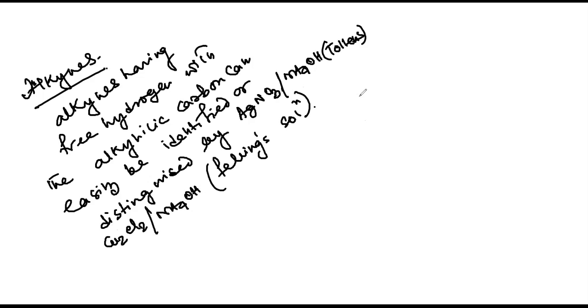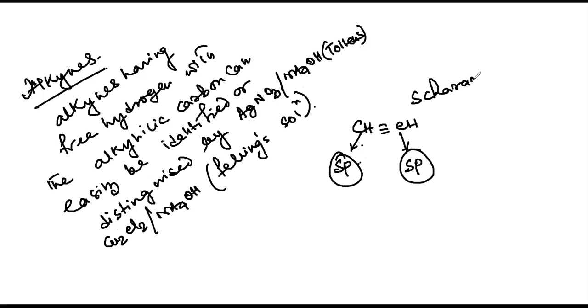This is because you can see here in case of alkynes, these two hydrogens, so carbons, are sp hybridized. As they are sp hybridized, their s character is high. S character is 50%. So these carbons, sorry, these hydrogens are acidic in nature. So they can be replaced.